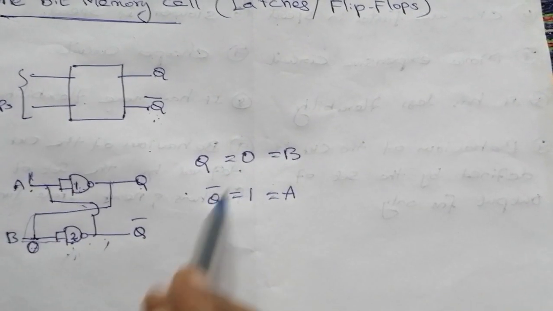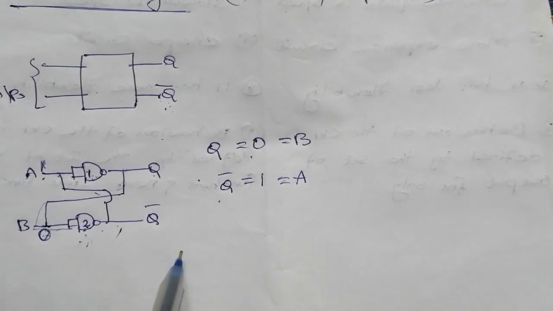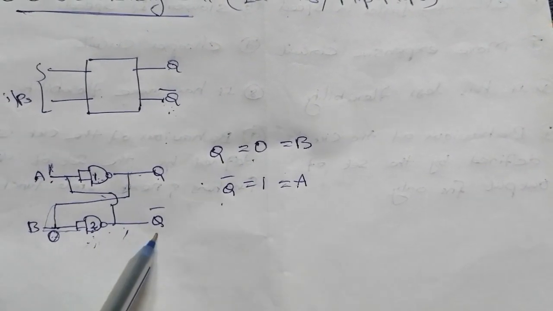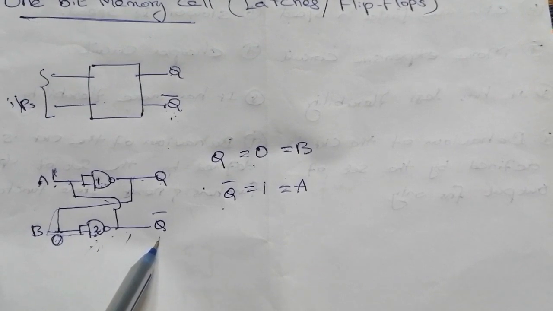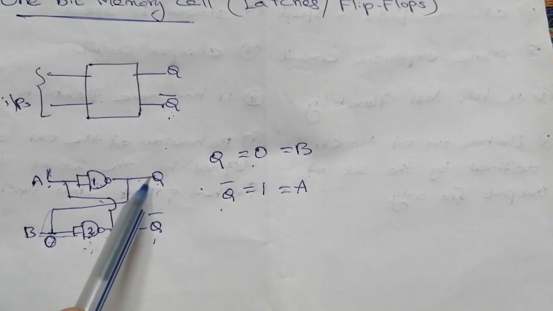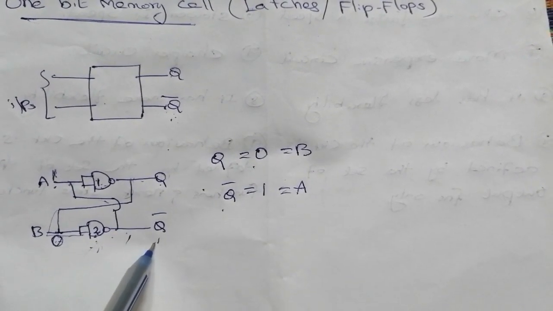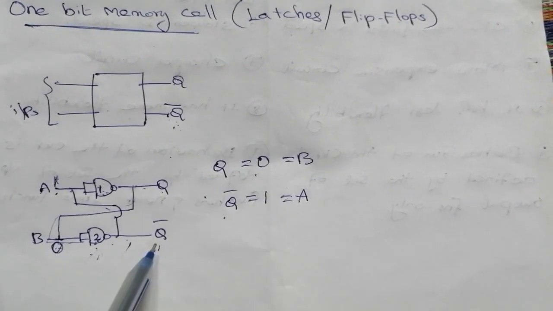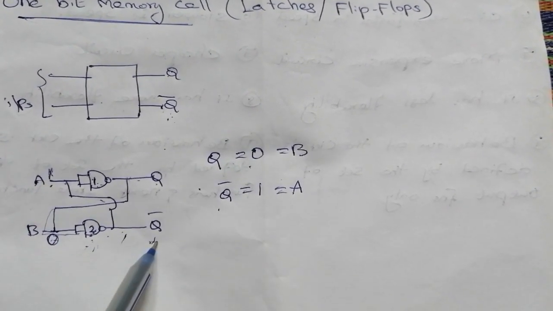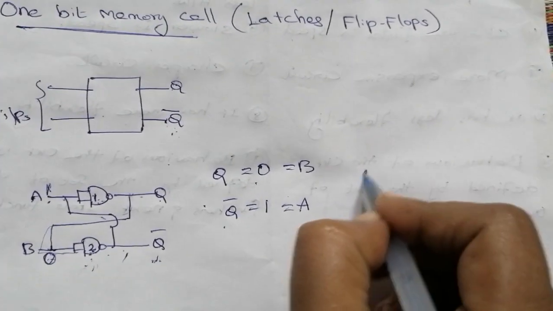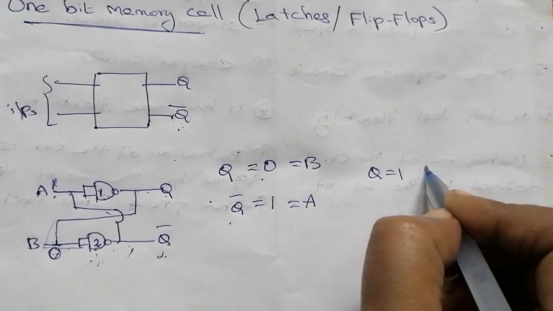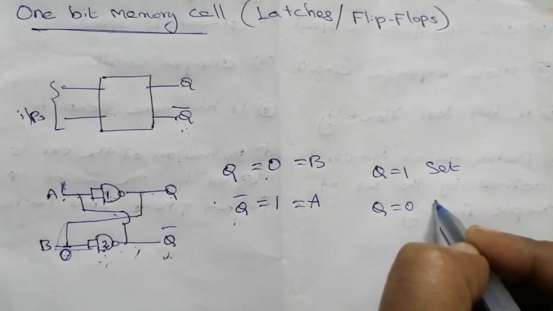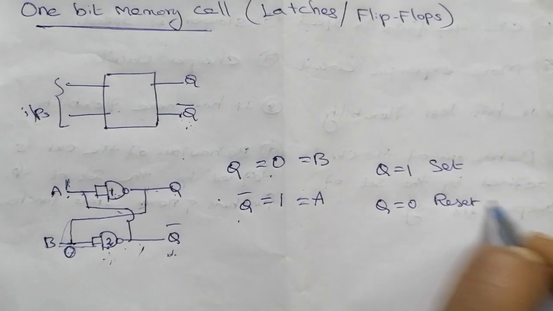So from this concept we can say that the outputs Q and Q bar are always complementary, right? And the circuit has two stable states. One is Q equal to 1, which is called the set state, and the other is Q equal to 0, which is called the reset state.